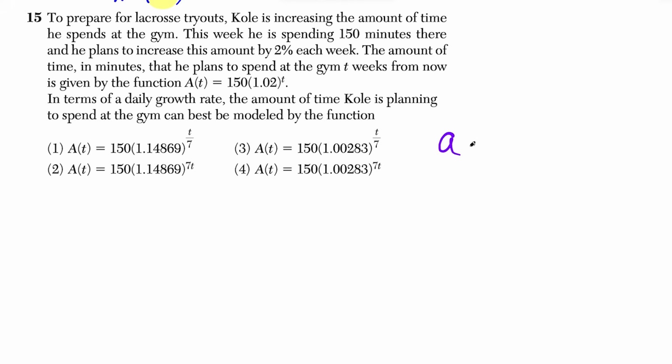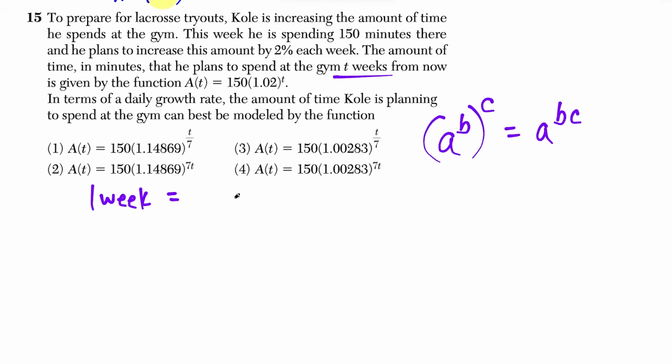So for this question, one of the formulas that we have to know is that when we raise a to the b to the c power, we're going to get a to the b times c. And then the next idea is if we're talking about t weeks, we have to know that 1 week is equal to 7 days. So if we're talking about t weeks, that would be 7 times t days. Okay, so this would be 7 times t days. So I'm just writing this in because this is going to help us when we actually have to find our answer at the end.